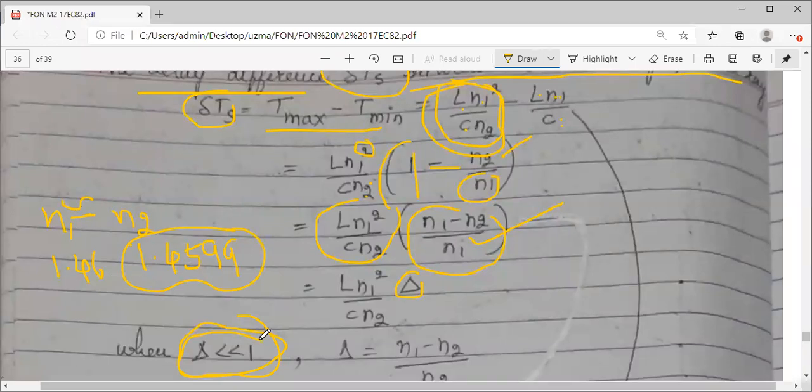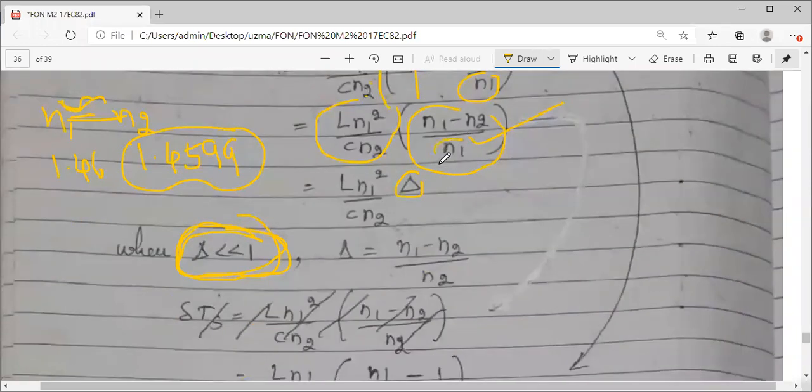Hence, if the construction of the step index fiber is such that the difference between n1 and n2 is very small, if I consider that, I can equate both n1 and n2, almost. So if I do that, the denominator term n2, I can replace it with n1, or n1 with n2.